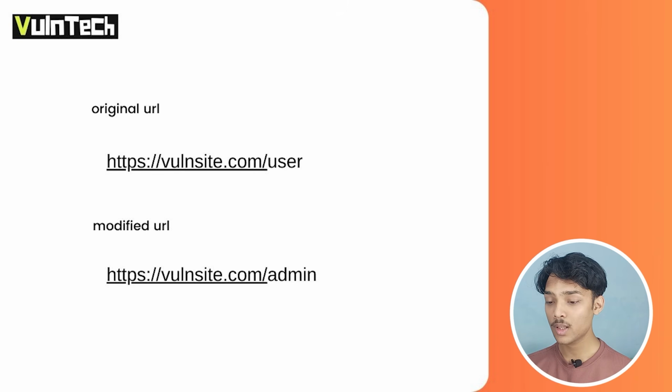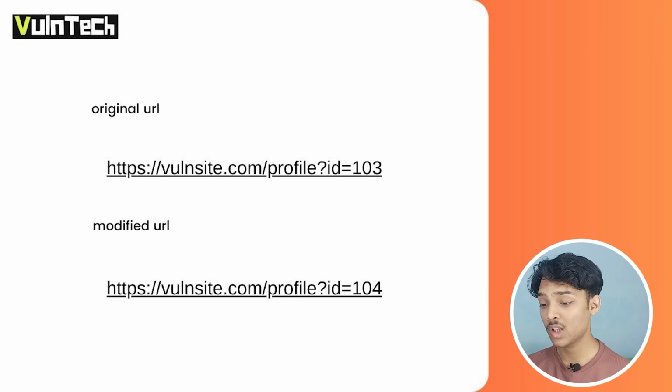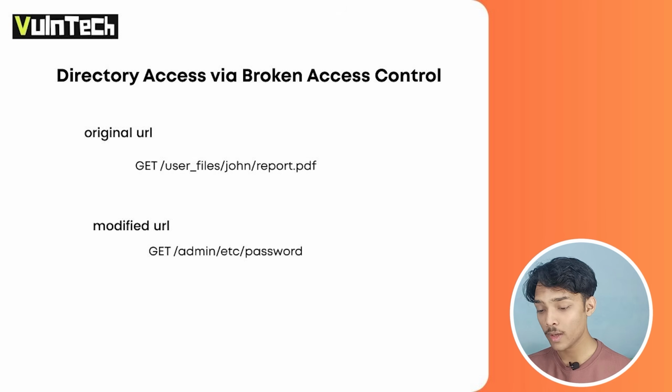This was vertical escalation. Now look at horizontal escalation. For example, your profile ID is showing id=103, and you change the URL to 104, and now you can see the profile or resources stored under the other person's ID. Or, for example, you are seeing user files report.pdf and you change that to admin/etc/passwd. Now you can see all the passwords stored on the website. That is known as IDOR, and IDOR stands for Insecure Direct Object Reference.